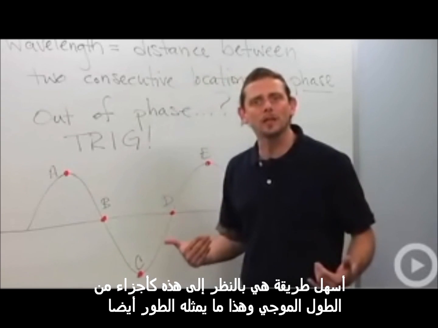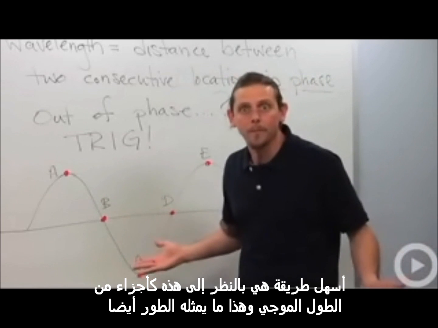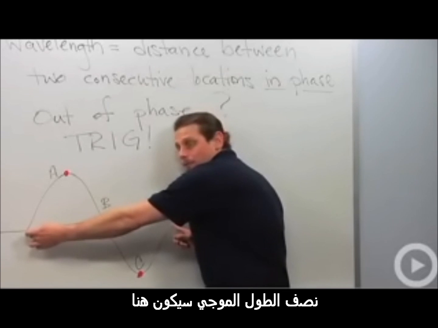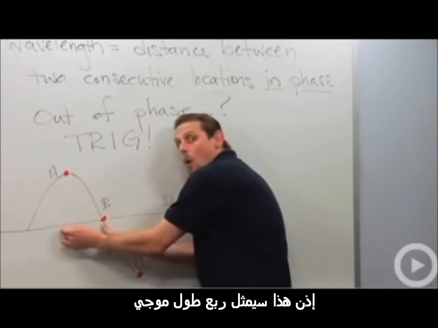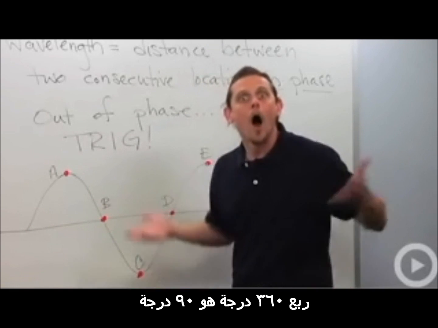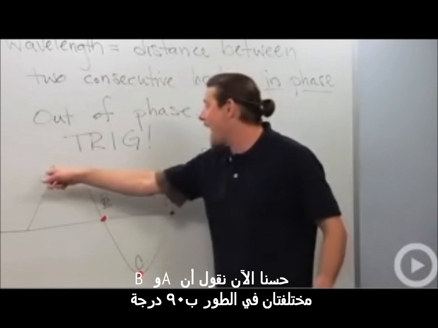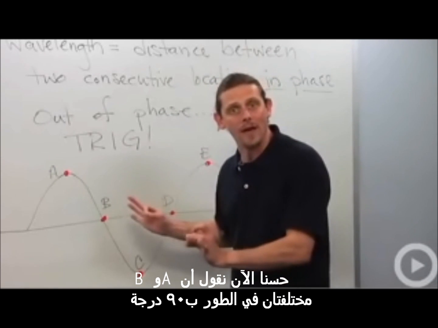All right. Well, the easiest way to look at this is as a fraction of the wavelength, which is really what phase is doing. So the wavelength is all the way from here to here. Now, half the wavelength is that. So this would be a quarter of the wavelength. A quarter of 360 degrees is 90 degrees. So we would say that A and B are 90 degrees out of phase.